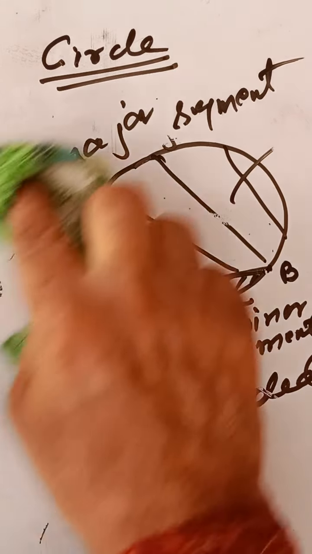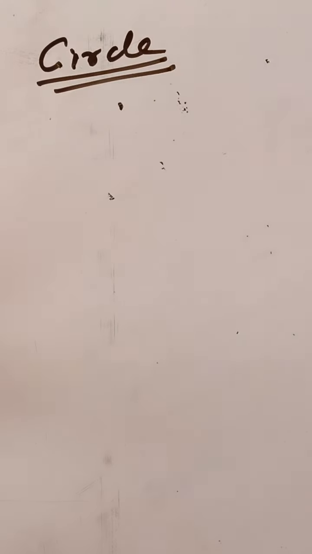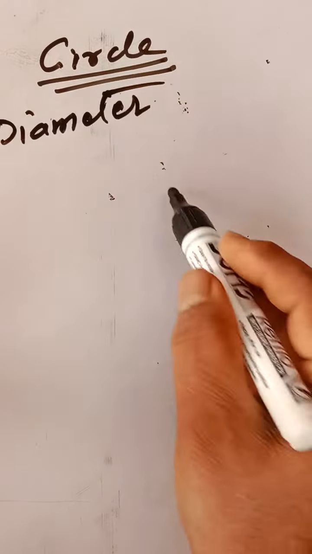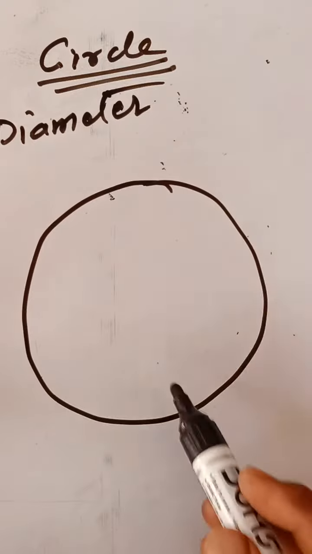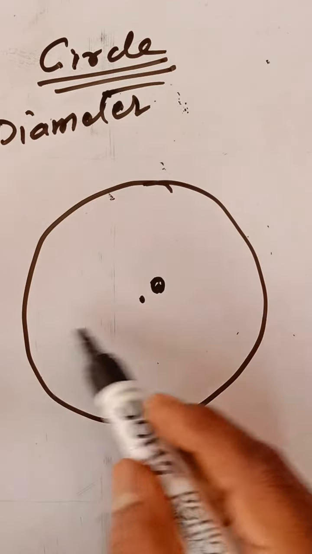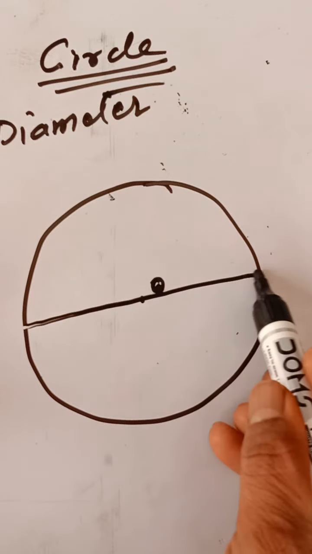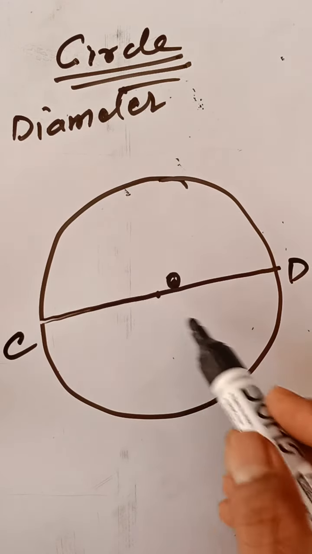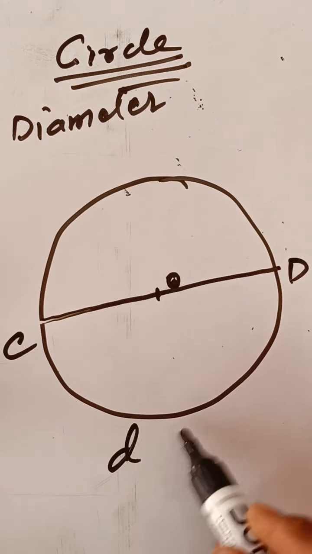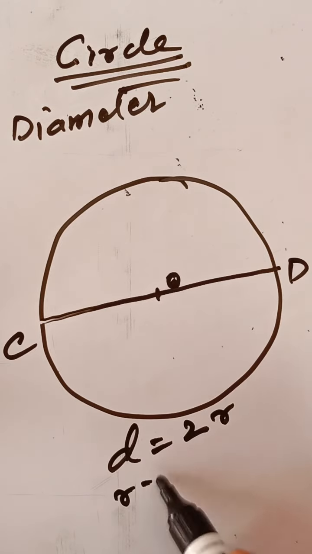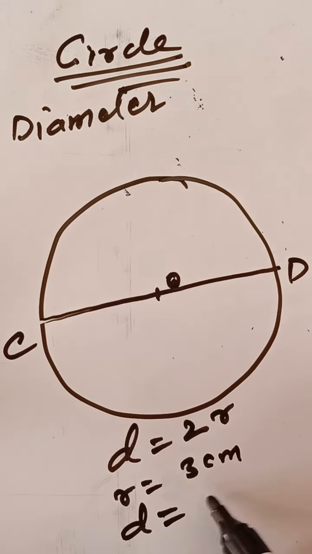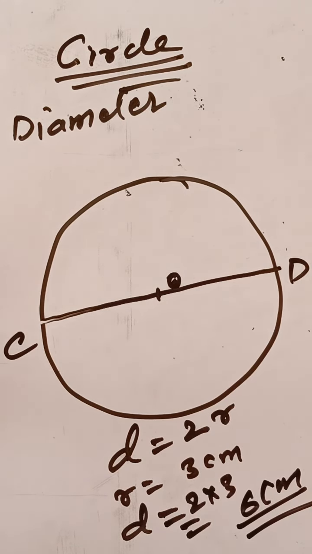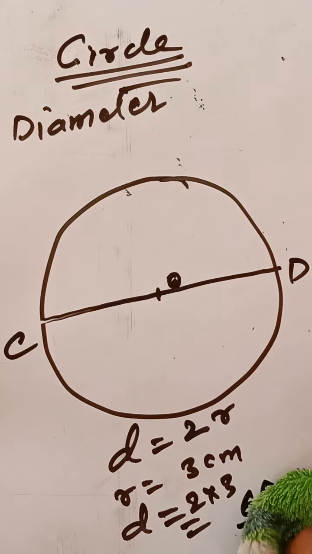Now let us talk about diameter. This is our circle. This is our center. If we draw a chord passing through the center of the circle, suppose this is CD, this is called diameter of the circle. Diameter is always twice of radius. If radius is 3 centimeter, diameter will be 2 into 3, that is 6 centimeter. In this way we can find diameter of a circle if we know the length of radius.